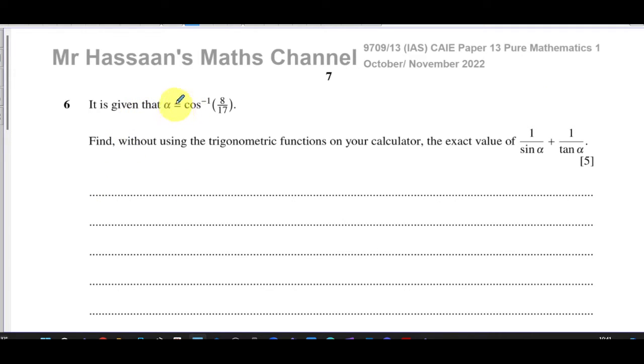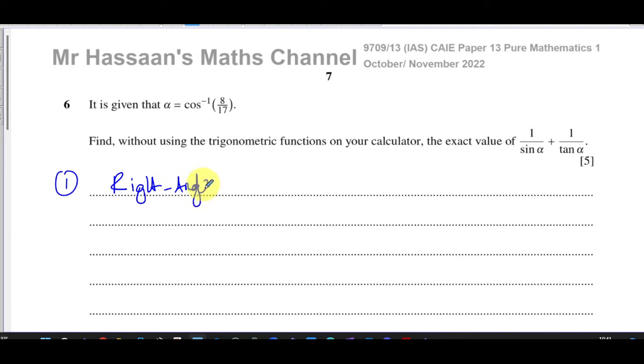So it is given that alpha equals the inverse cosine of 8 over 17. Find, without the trig functions on your calculator, the exact value of 1 over sine alpha plus 1 over tan alpha. So here we cannot use the trig functions on our calculators to solve this problem. This is one of those problems which can be solved using trig identities, or by drawing a right angle triangle. I'm going to show you both methods. I'm going to start off with the right angle triangle method.